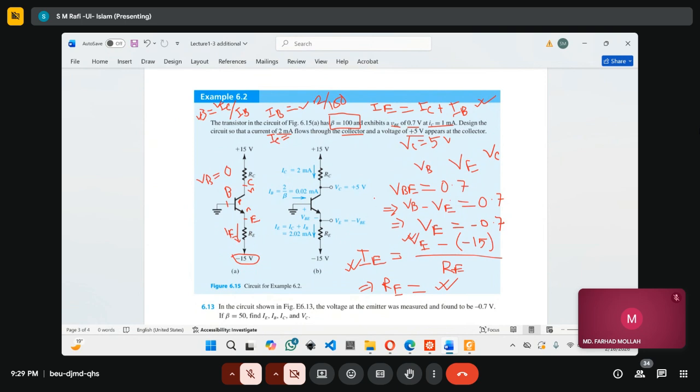Now there is another unknown, which is called RC. We need to calculate RC value. So RC is connected between this point and this point. You see the collector voltage was given 5 volt. So this RC is connected between this voltage and this voltage, and the current passing through this is called IC. So what is the relation? IC equal to this 15 volt minus what? This VC divided by RC. Is it clear?